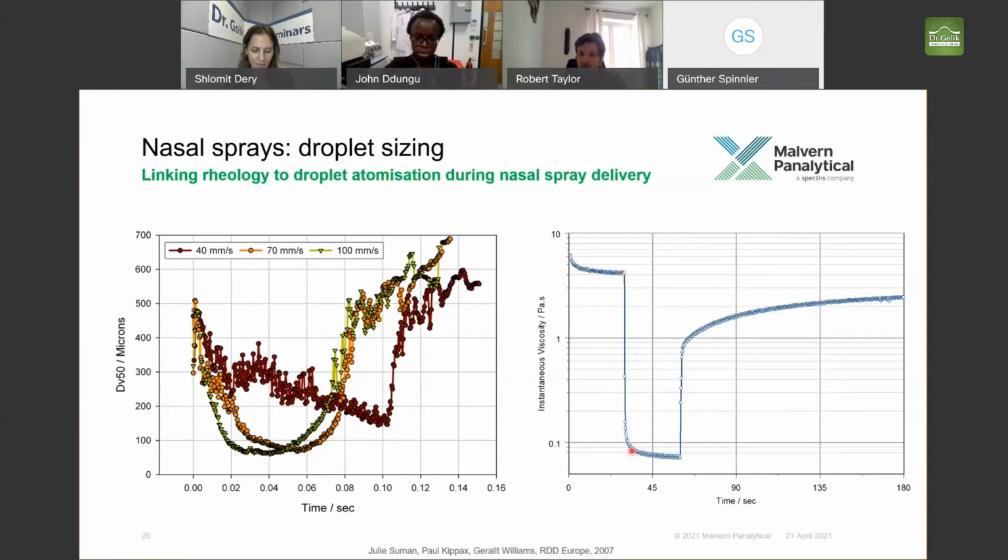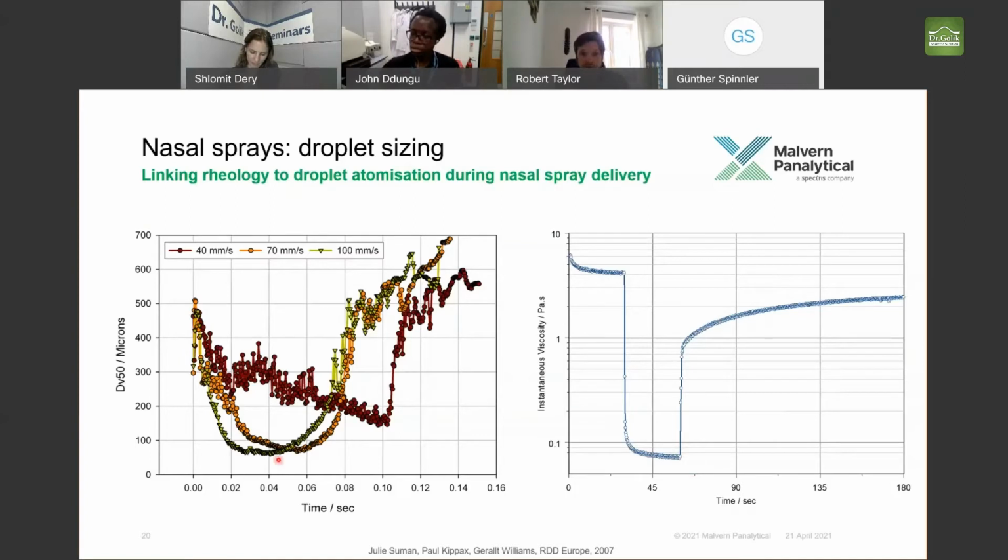And as we've seen from the previous slides, low viscosity is beneficial for controlling that plume particle size. And then finally, as the actuation finishes, the shear rate goes to low levels again, and the viscosity also returns to what it was before. So this is kind of using shear thinning type rheology technology to optimize the stability of certain products.